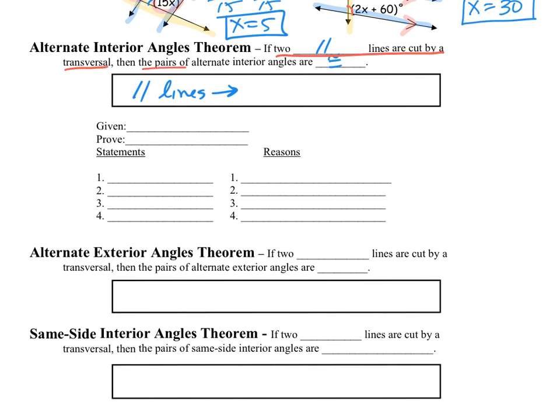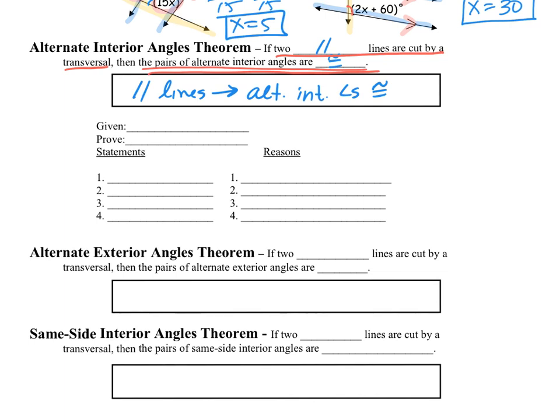Then let's write the conclusion that the pair of alternate interior angles are congruent. Let's write that in shorthand, and we'll write it like this. We will just say alternate, A-L-T, interior, I-N-T, and then use the angle symbol and then the congruent symbol. So our conclusion is alternate interior angles are congruent. So we're going to prove that theorem.